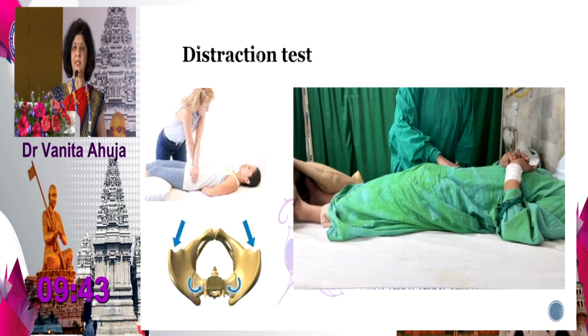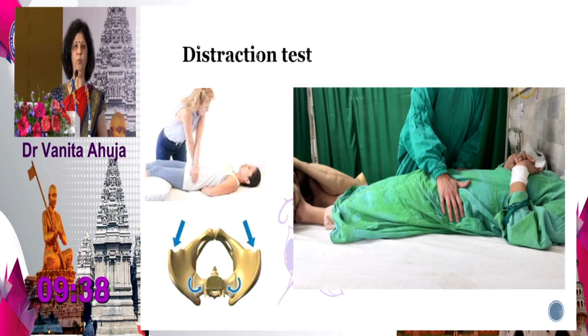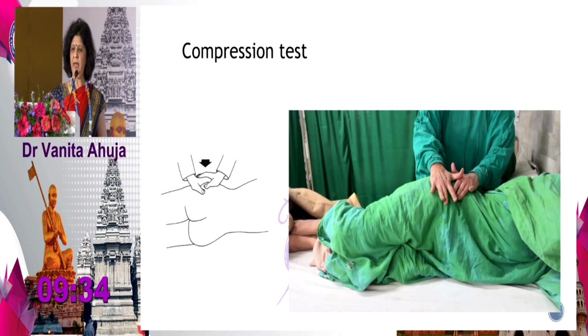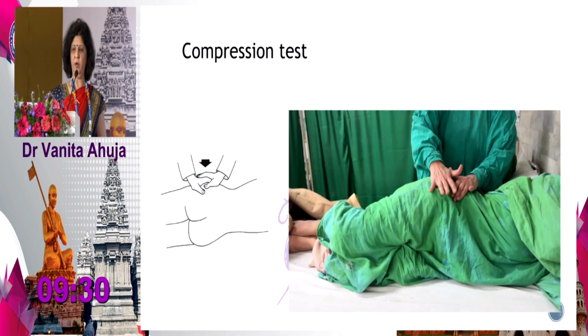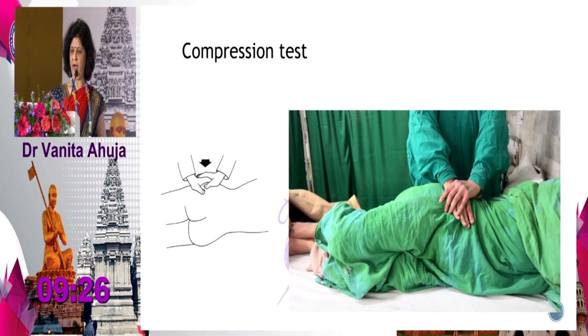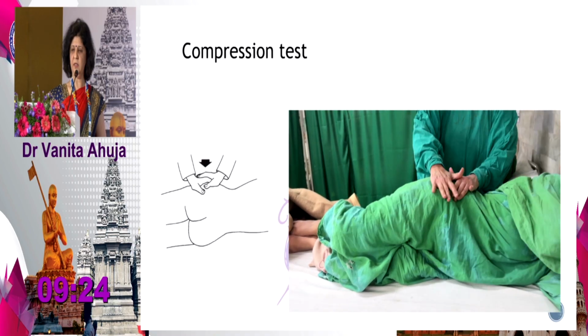The other is the distraction test, in which we will try to distract the SI joint on both sides simultaneously. The other would be the compression test, in which the patient would be in the lateral position, and we will be pushing on the joint to see whether the compression test is positive or not. If the patient complains of pain, it is positive.